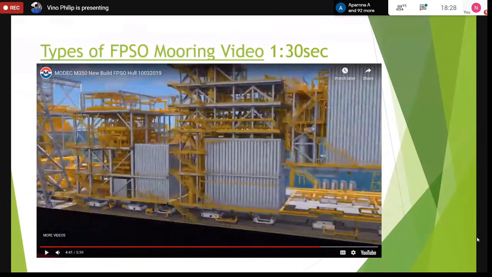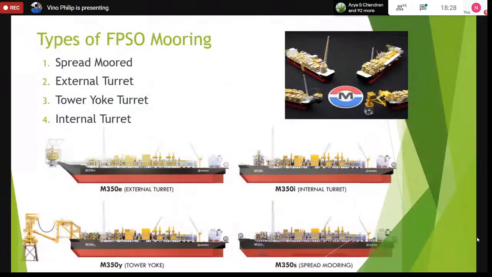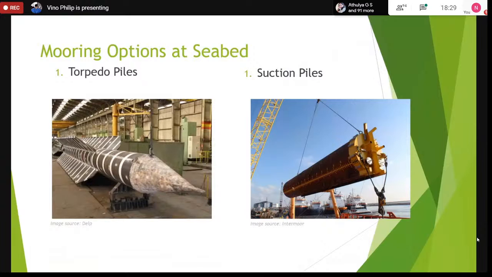All right, going on. So, like I explained, we have types of mooring systems: the spread mooring system, the external turret, the tower yoke, and the internal turret. All right. Now, I would like to explain a little bit about mooring options at seabed. This may be interesting for geotechnical people.